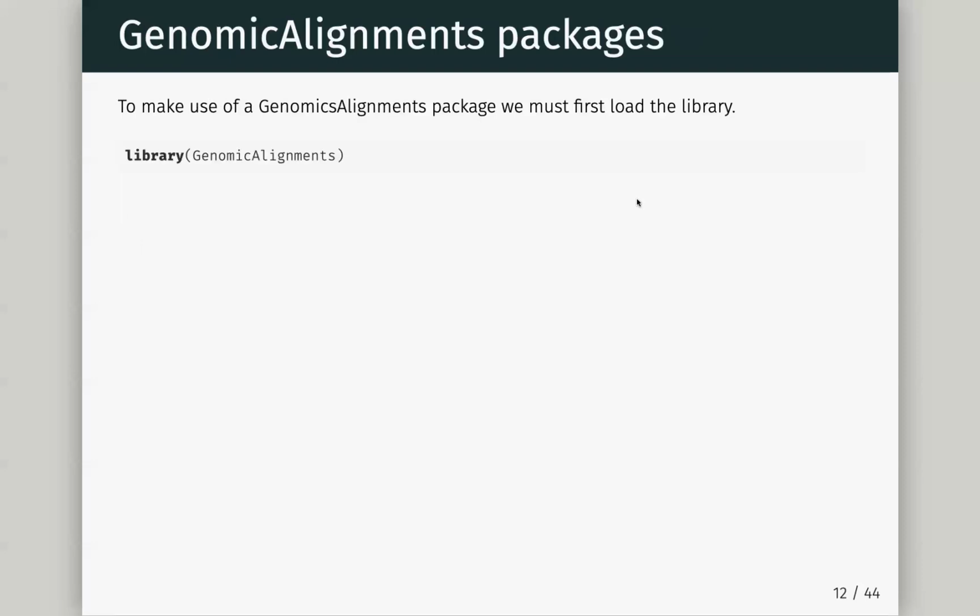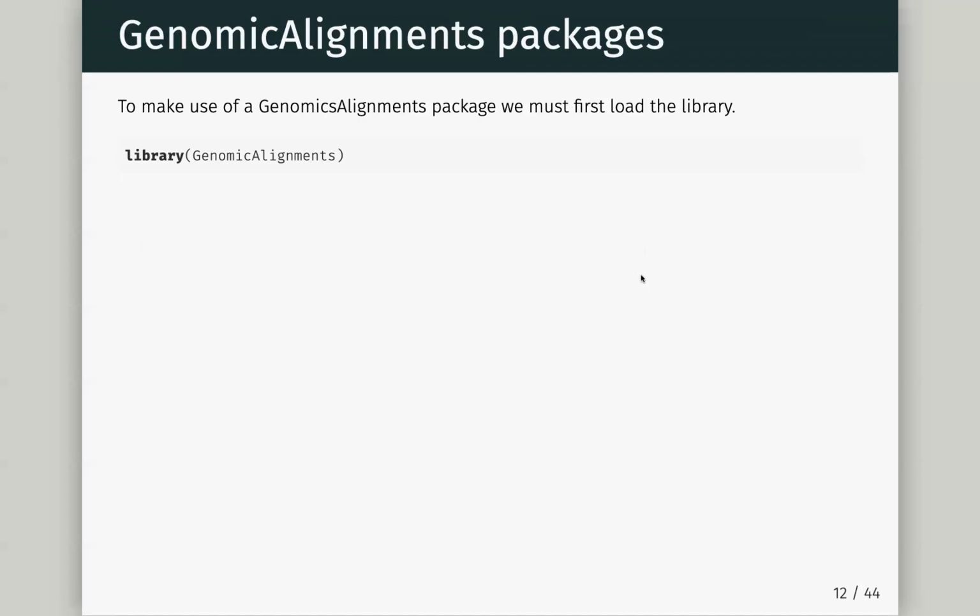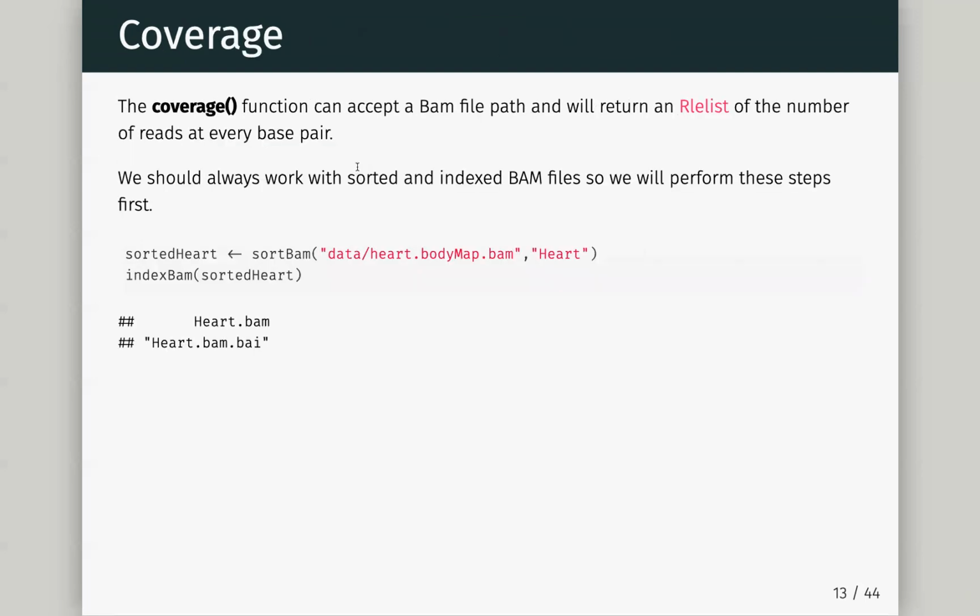To make use of anything in the GenomicAlignments package, we first need to load the library. We've already installed GenomicAlignments to look at BAM files last session. So here we can just do library(GenomicAlignments), and we should then have all the functionality available to us.